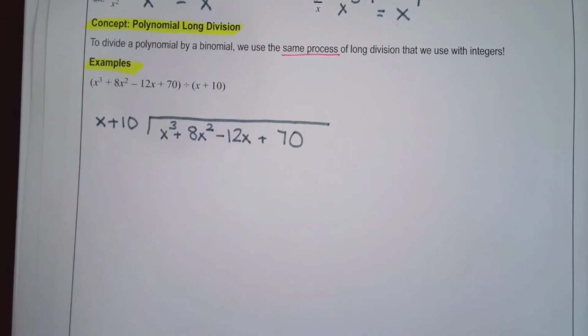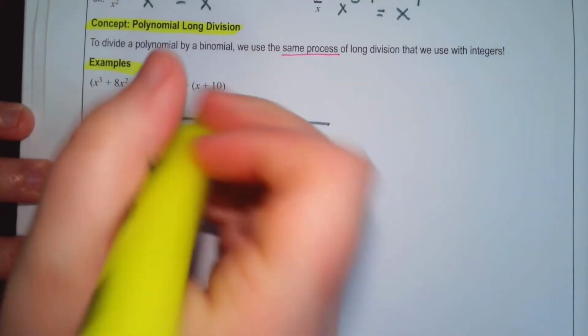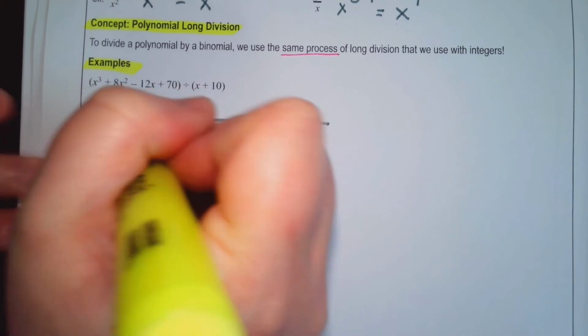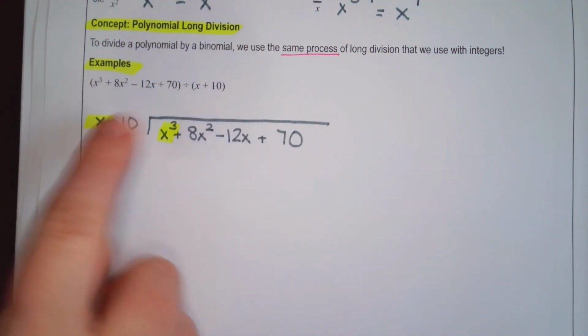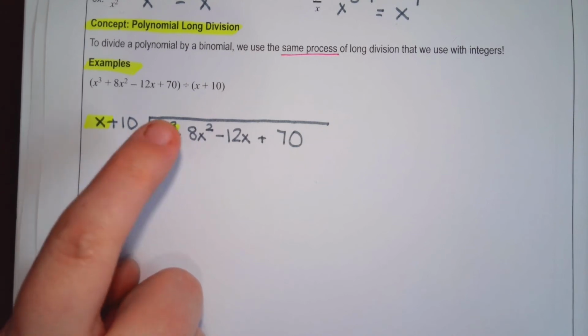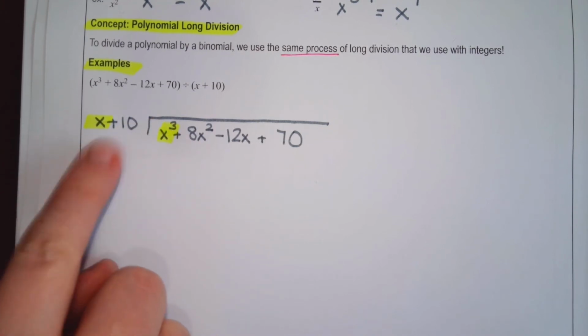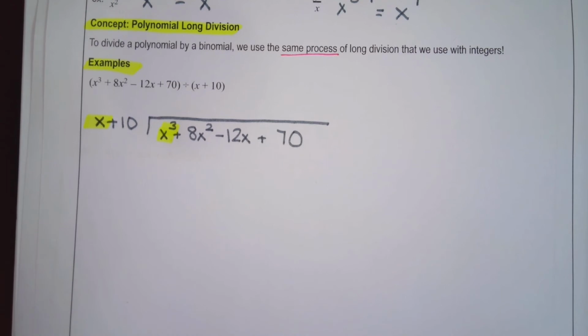So the key thing here is, when we actually do our division, we are always going to be focusing on the leading terms of the binomial and the polynomial. So when we do our dividing, that's what we're going to be focusing on.